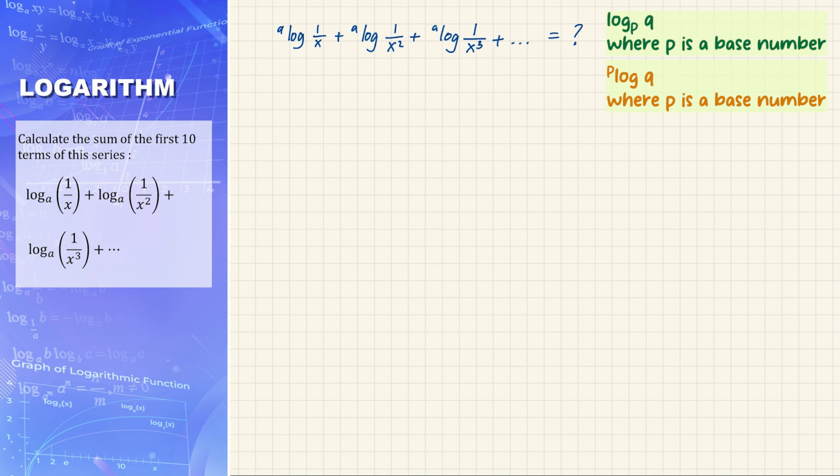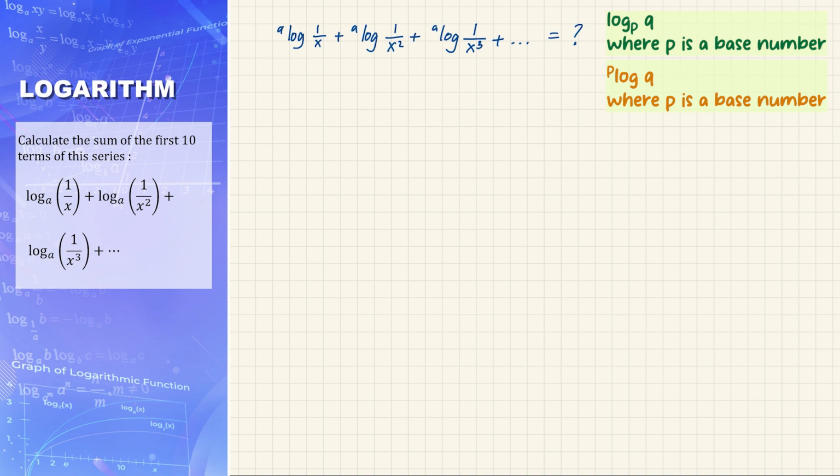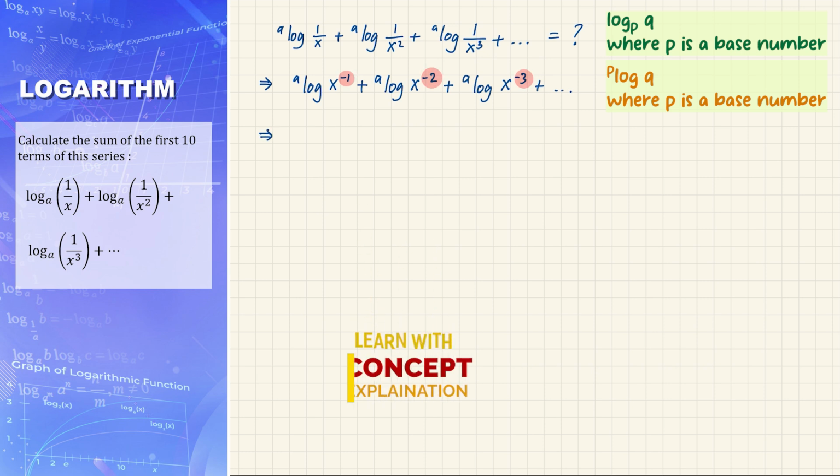With that said, let's continue by solving the problem, written in the logarithm style corresponding to the orange format. To answer this question, we will write it in terms of x raised to a power. The first term becomes base a logarithm of x raised to the power of -1. The second term becomes base a logarithm of x raised to the power of -2. The third term becomes base a logarithm of x raised to the power of -3. And so on. Using the power properties of logarithm, all powers can be moved to become coefficients for each term.